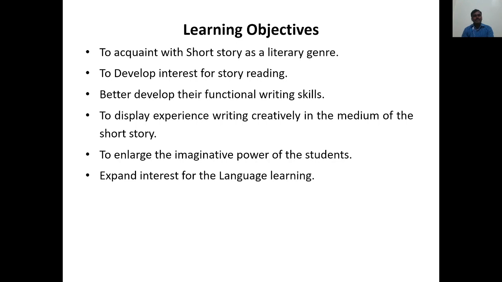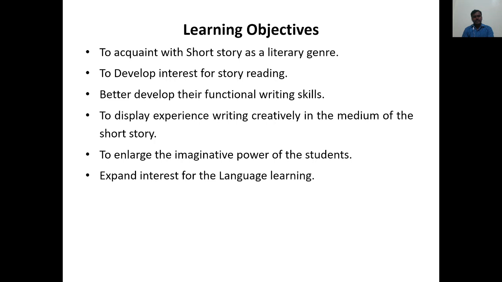To develop interest for story reading. Better develop their functional writing skills. So reading a lot improves functional writing, I mean your creative writing. To display experience writing creatively in the medium of the short story.